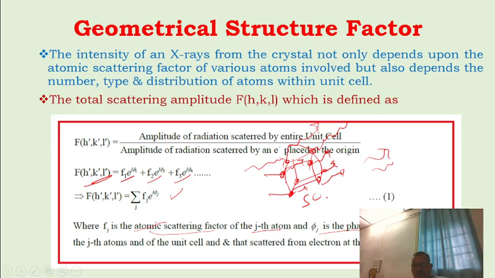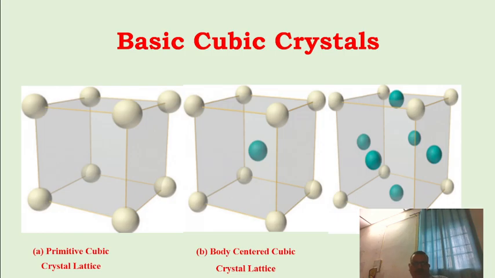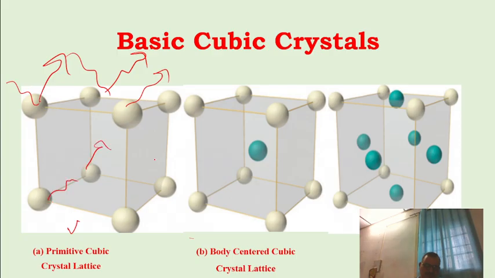So this is the topic of the day: we have to see the geometry of the unit cell, and then the total scattering from that particular geometry. This is our first one. If this is a primitive cubic crystal lattice, with all the atoms at the corners, then we have the scattering of the X-rays from all the atoms. We have to calculate it like this.